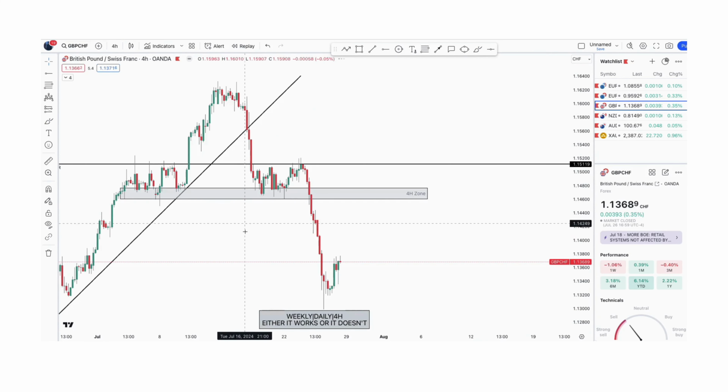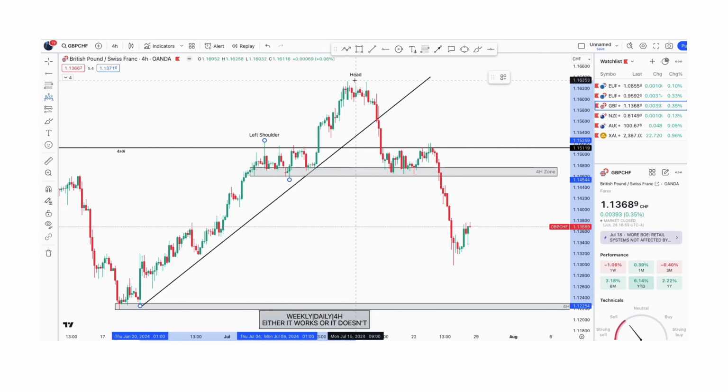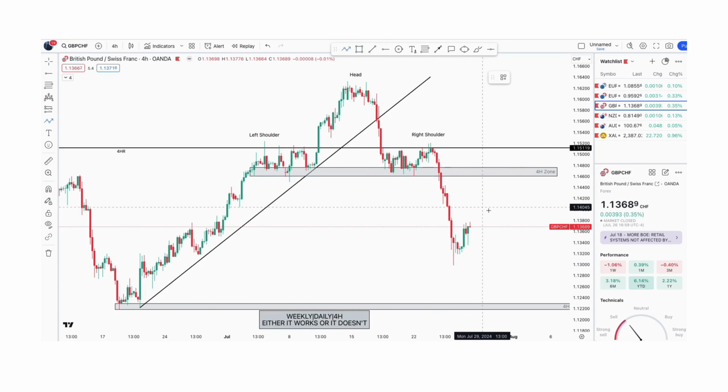On the 4-hour time frame, we can see that price has formed a head and shoulders. Here we have our left shoulder, neckline, our head, then our right shoulder, and then that most recent low. So what we'll be waiting for going into this week is for price to potentially make its way back up to that neckline and then enter a short position back down to the bottom of that 4-hour support. And that's going to be Great Britain Pound CHF.